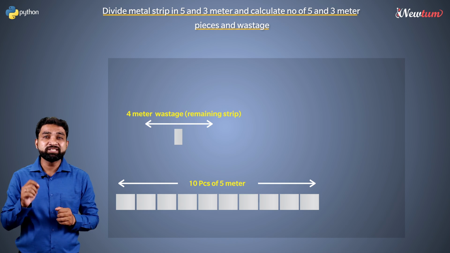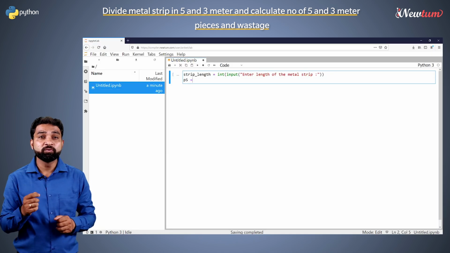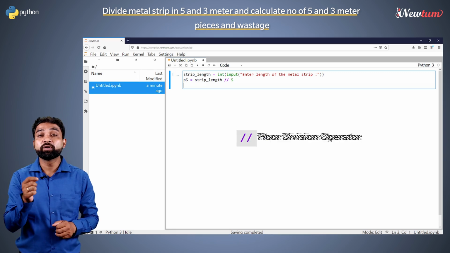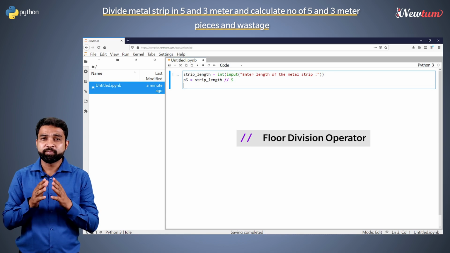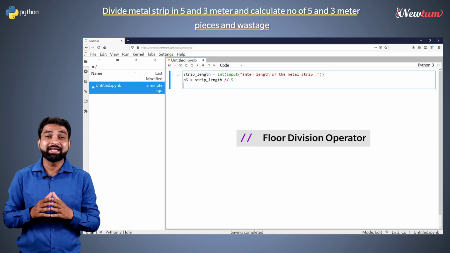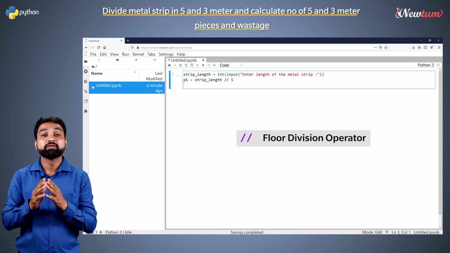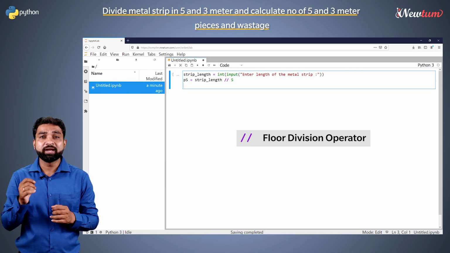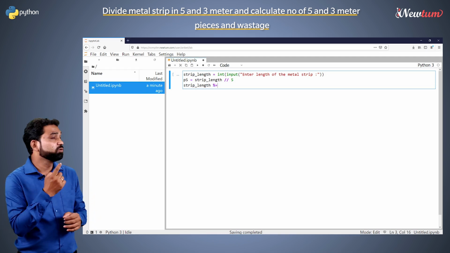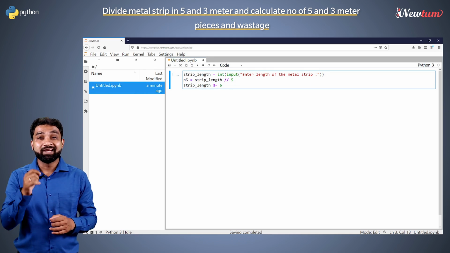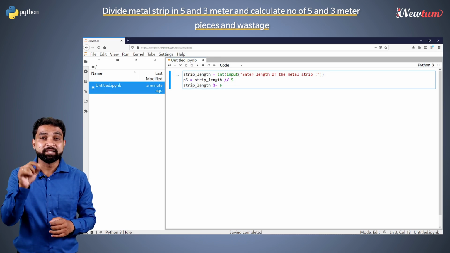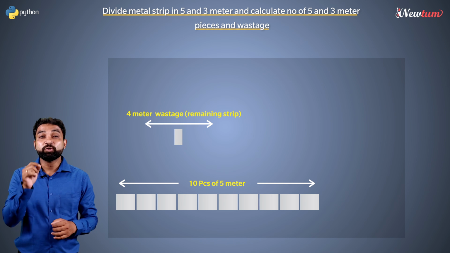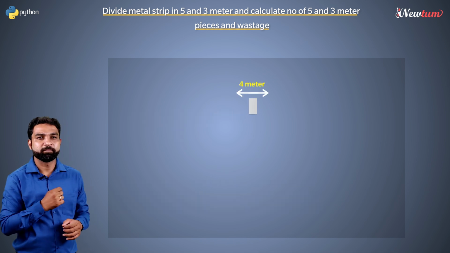So to calculate the pieces, we will write P5 equal to length slash slash 5. Here slash slash is the floor division operator. We have used this operator because we want the number of pieces, which can't be a fraction. Now we want the wastage or remaining strip. To do this, we will write strip length percent equal to 5. Here the length will be replaced by the remaining length after dividing by 5. That is the remainder. So the new value of the length of strip is 4.